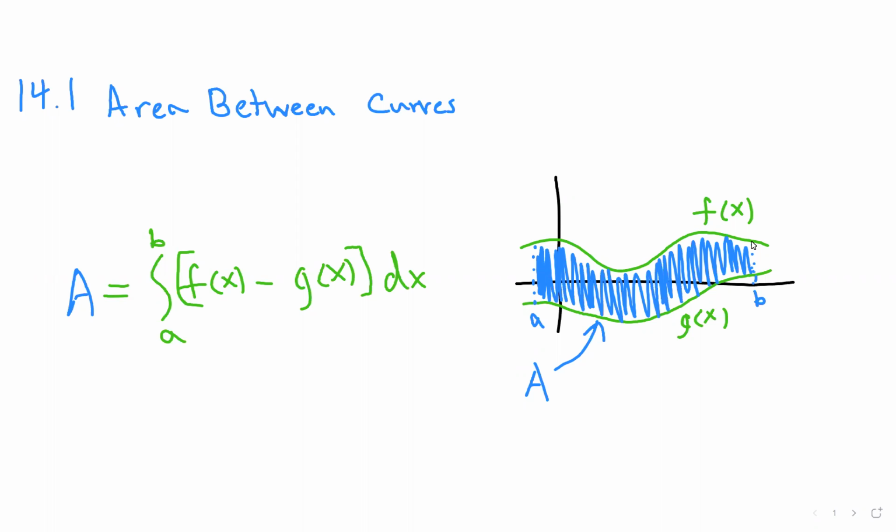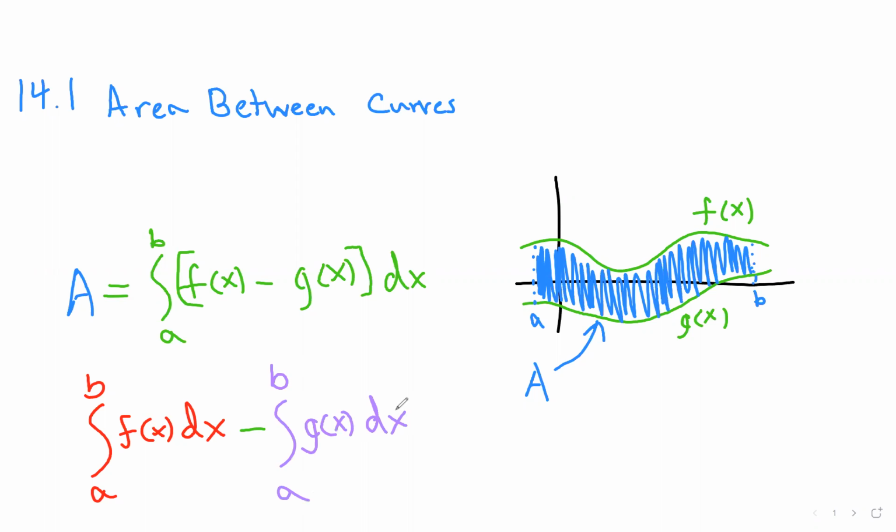represented as an integral. Now you can think of this as a slightly different sort of combination if you wanted. You could do the integral from a to b of f of x dx, and then you could subtract the integral from a to b of g of x dx if you wanted, sort of like I mentioned.